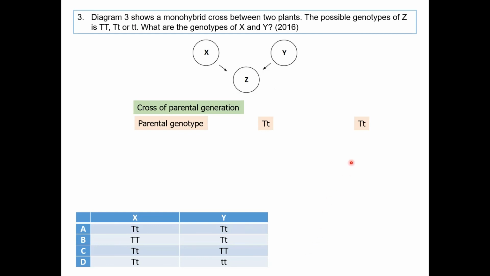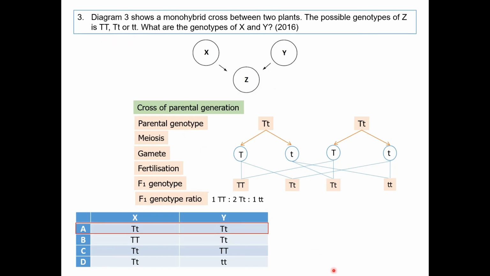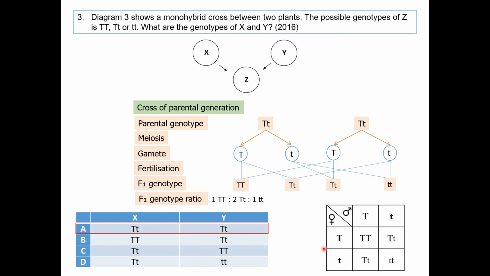Okay, we can use the genetic diagrams. This is the products. So this means the ratio is 1 homozygous dominant, 2 heterozygous dominant, and 1 homozygous recessive. So match with this one. You can also use the Punnett square because this is an objective question, so you can get the answer faster than if you use the genetic diagrams. Okay, so the answer is A.